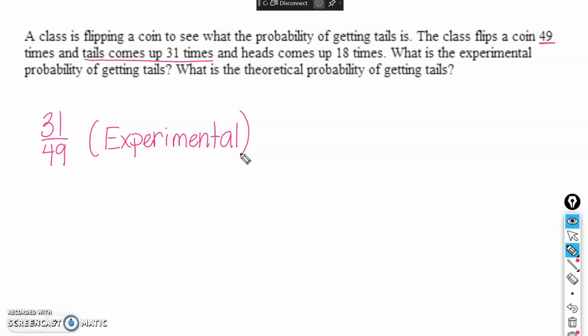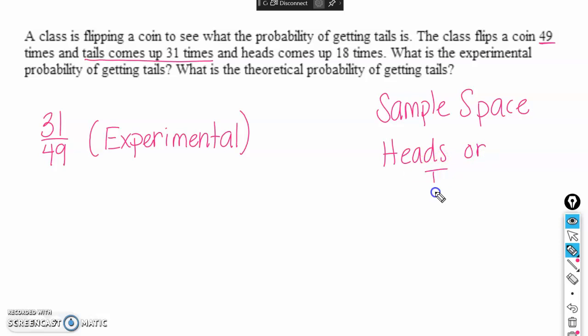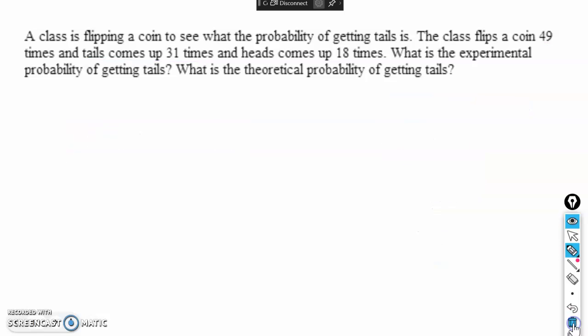Now the theoretical probability is the mathematical probability. With flipping a coin, our sample space will be heads or tails. So the theoretical probability of getting tails will be 1 out of 2 possible outcomes. And if we look at the experimental probability, we see that 31 is more than half of 49, whereas the theoretical probability will be 1 half.